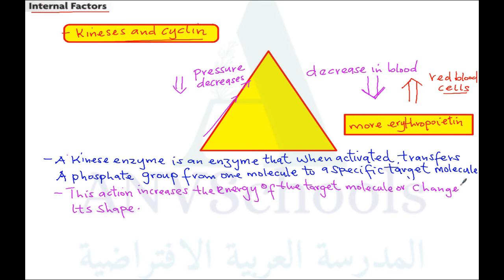So what is the importance of it increasing the energy of the target, or what is the importance of it actually changing the shape of this molecule? Your cells have many types of kinases, and they are almost always present in the cell. Those kinases that help control the cell cycle are activated by cyclins.